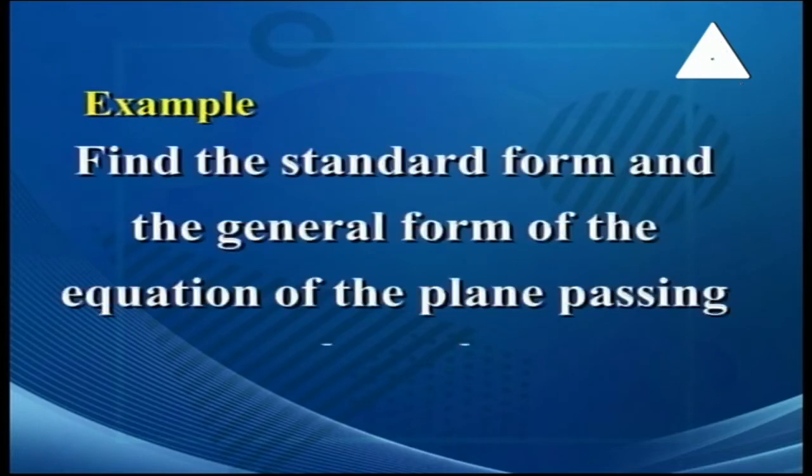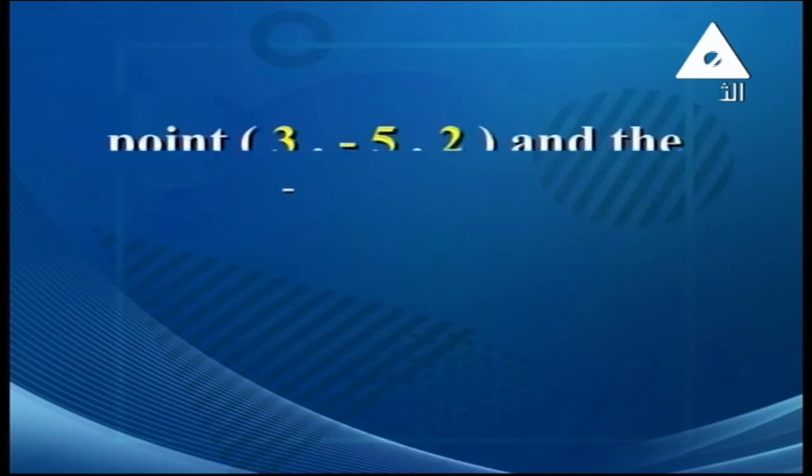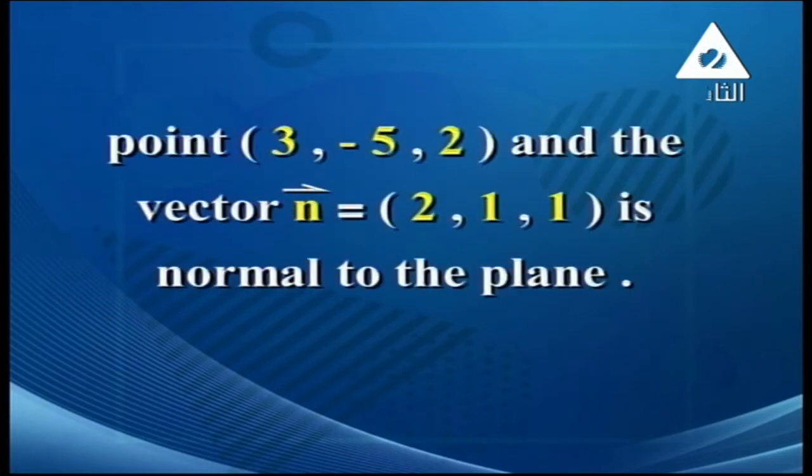Example. Find the standard form and the general form of the equation of the plane passing through point (3, negative 5, 2), and the normal vector n equals (2, 1, 1) is normal to the plane. My dear student, we know that to find the equation of the plane, we first find the normal vector n and the point that belongs to it: (3, negative 5, 2) is the point, and the vector n (2, 1, 1) is normal to the plane.